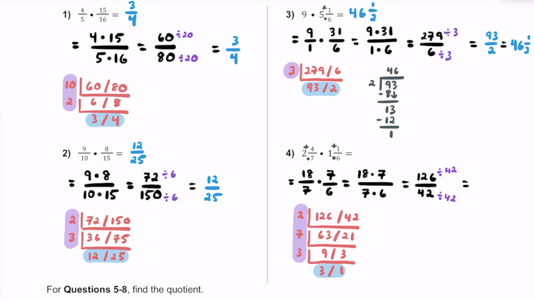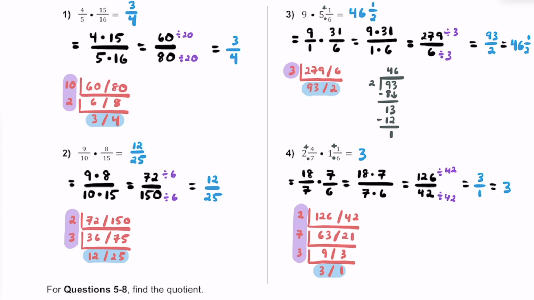this 3 and 1. So we can just say our product here is going to be 3 over 1, which of course is just a whole number, right? So we can just go ahead and simplify this and say this is going to be 3. So that's the product of 2 and 4 sevenths and 1 and 1 sixth.